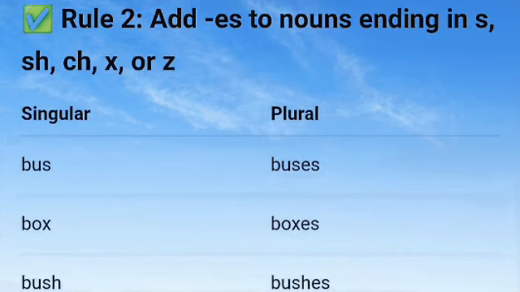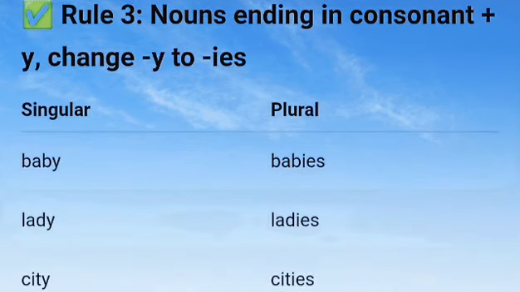See, and next, add es to nouns ending in s, sh, ch, x or z. Singular, bus, buses. Box, boxes. Brush, brushes, like that.